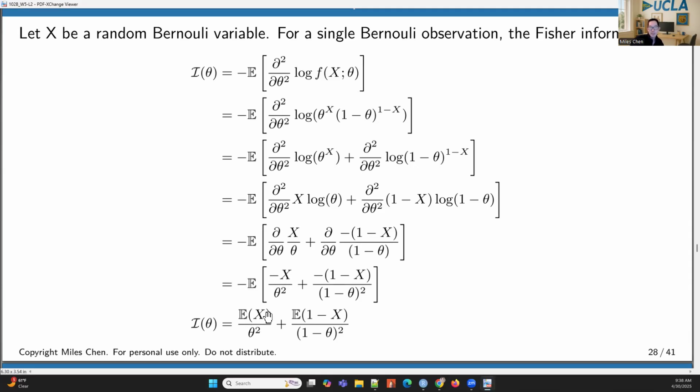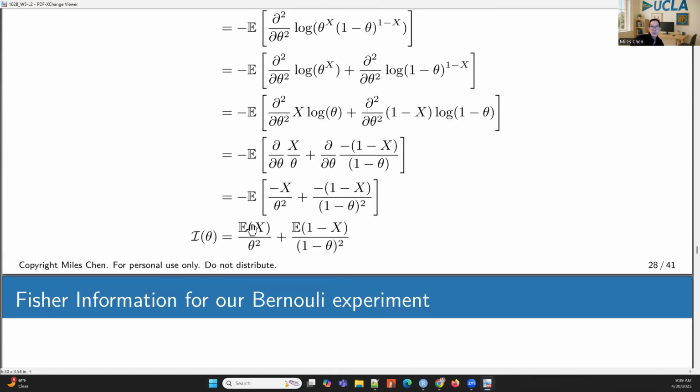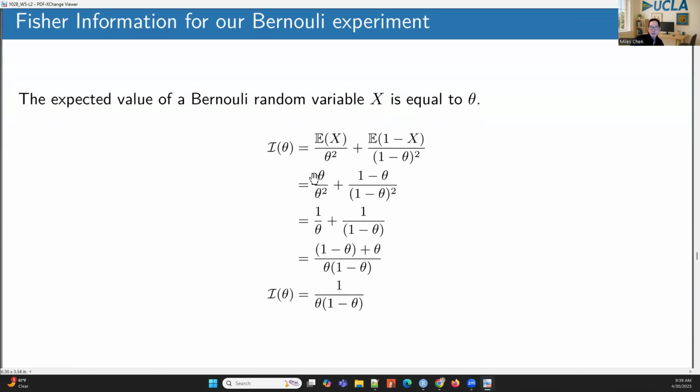I will get the expected value of x, and then the expected value of 1 minus x, the expected value of x over theta squared, and the expected value of 1 minus x over 1 minus theta squared. And if we ask, what is the expected value of x, a Bernoulli random variable, then the expected value of x is theta. The expected value of 1 minus x is going to be 1 minus theta. And so we're going to get 1 over theta plus 1 over 1 minus theta.